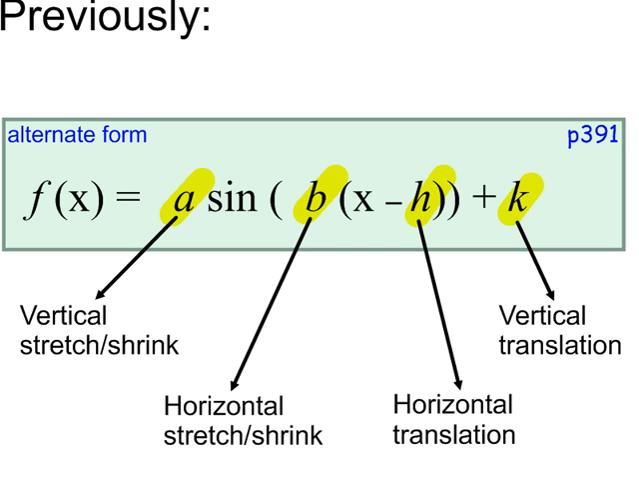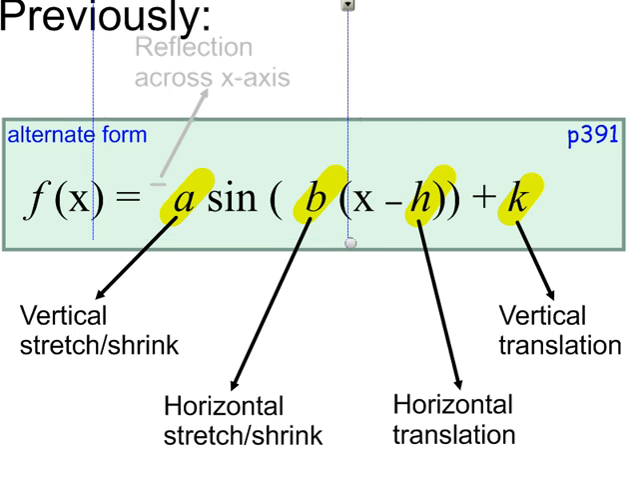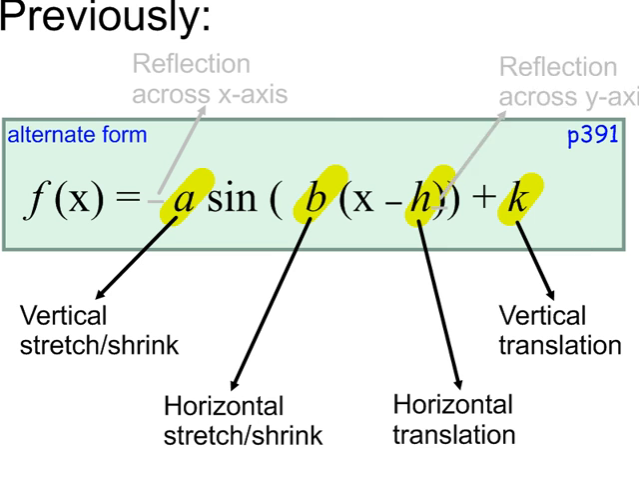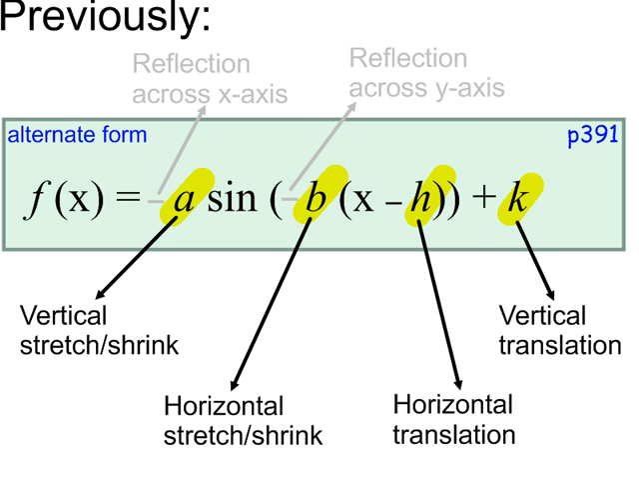And in the previous video, we looked at this general form of a sinusoid in which we could apply all these transformations that you should recall from earlier in the course. If I have a negative sign in front of that a value, then that's a reflection across the x-axis, and a negative sign inside the parentheses is a reflection across the y-axis. This all needs to be very familiar to you.